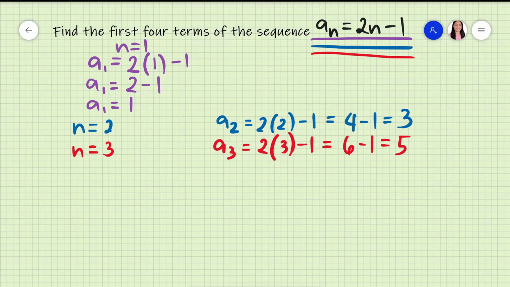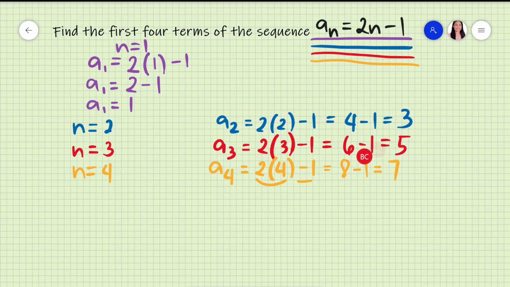Lastly, to find the fourth term, let n be equal to 4. Use the general term a sub n is equal to 2n minus 1. Substitute the value of n, and this will become a sub 4 is equal to 2 times the quantity 4 minus 1. Perform the indicated operations. 2 times 4 is equal to 8. Then copy minus 1. Simplify the given equation. 8 minus 1 is equal to 7.